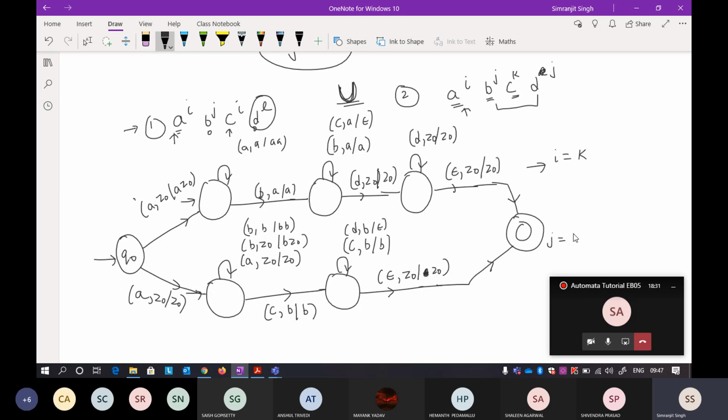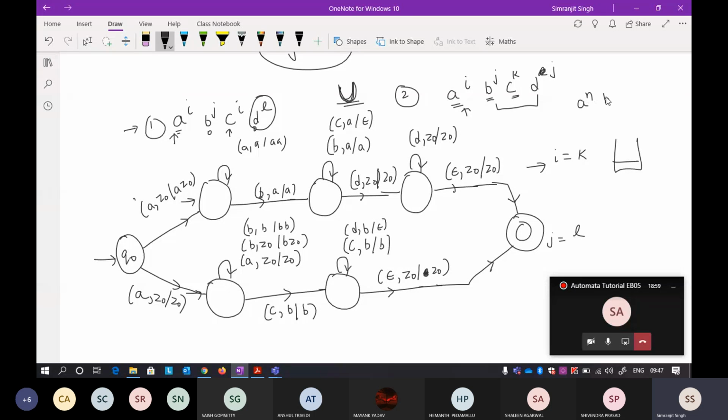So that is how it is becoming, because there is an or, either the number of a's will be equal to the number of c's, or the number of b's are equal to the number of d's. But if you're seeing in the stack, at one particular instant there will be only one comparison, that the number of a's are equal to the number of c's, or the number of b's are equal to the number of d's. So there cannot be two comparisons.